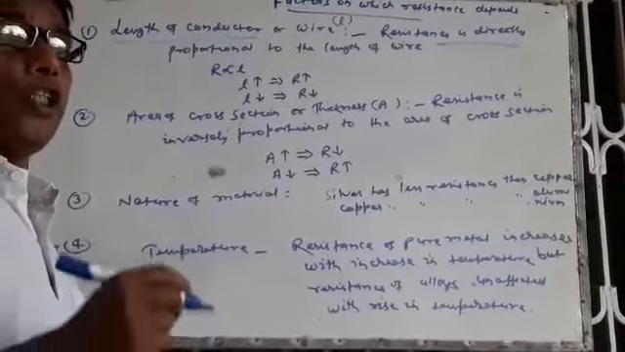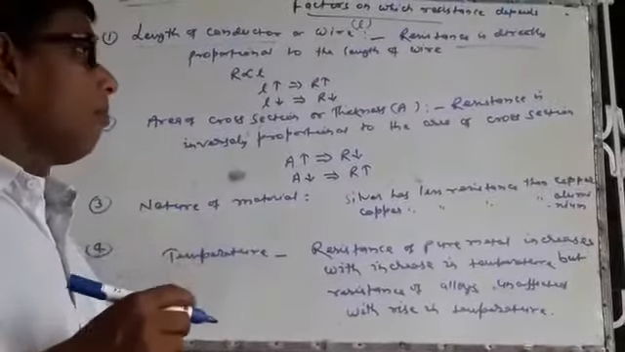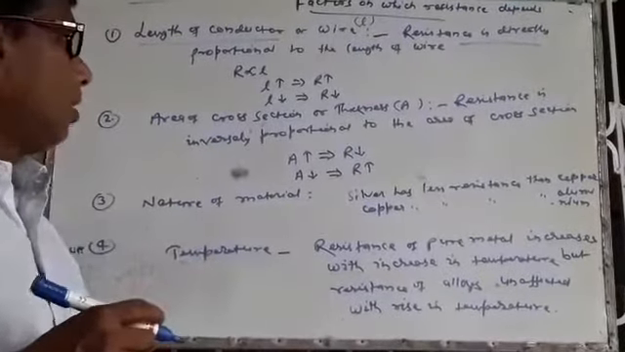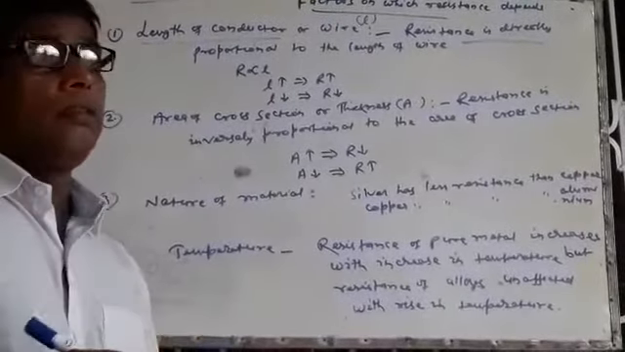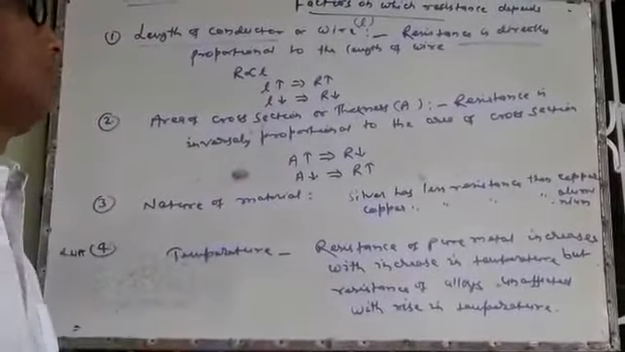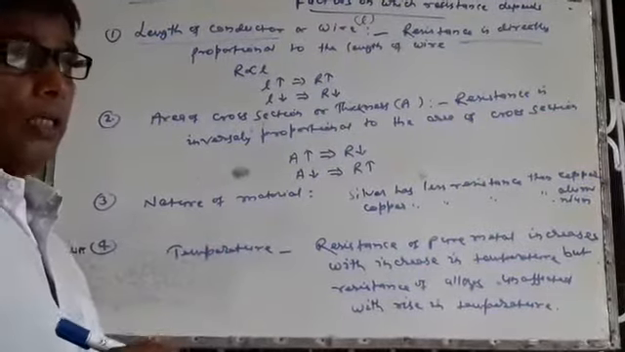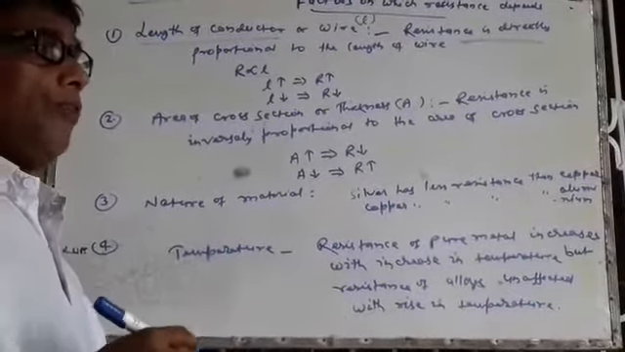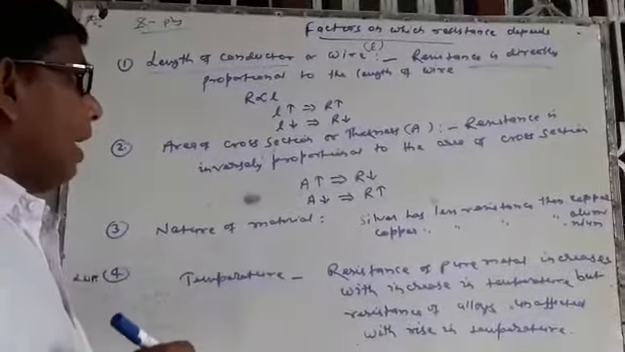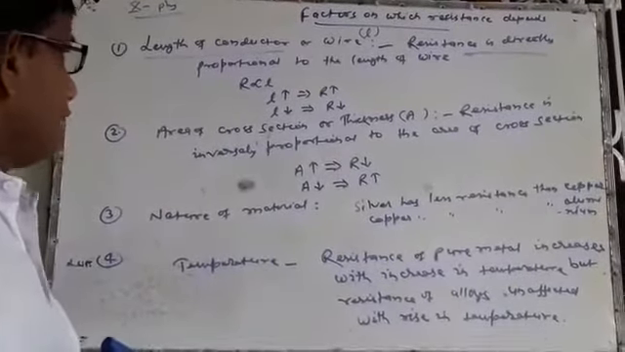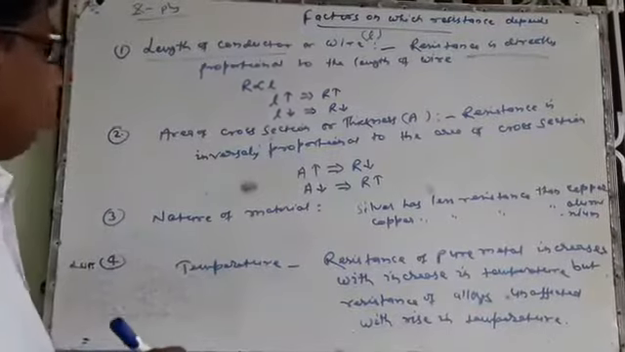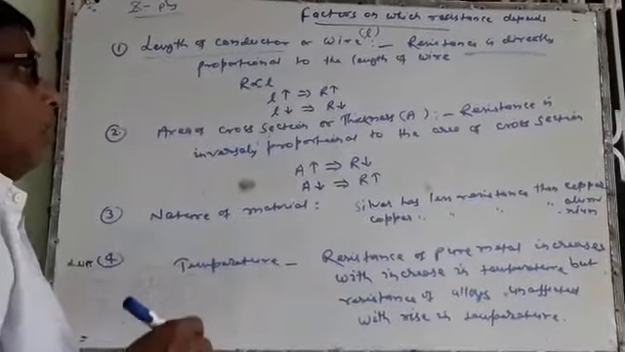If the thickness of both the wires is the same and the material is also the same, the long wire has more resistance than the short wire. That's why we have to prefer a short wire, not a long wire. So this is the first factor, length of the conductor or length of wire.